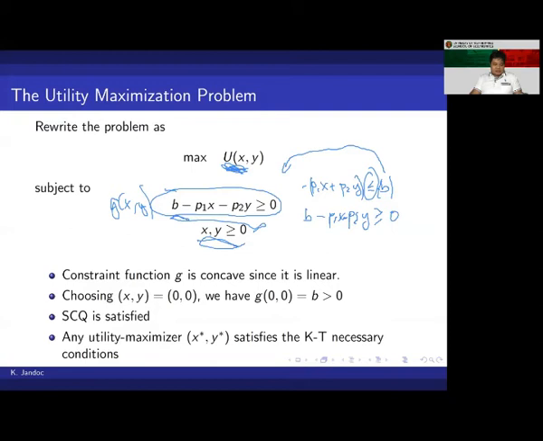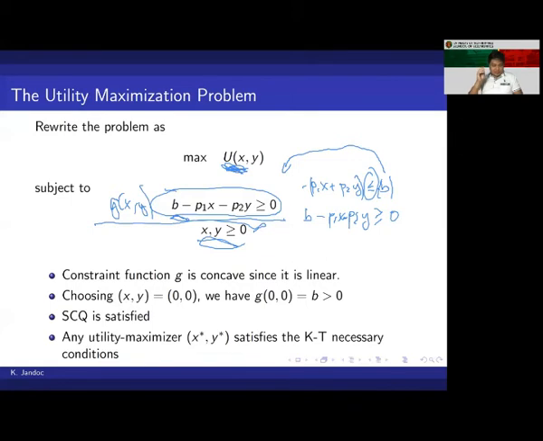Now we need to determine whether the constraint G satisfies the Slater's constraint qualification. Okay, so what did we just say? How do we satisfy that? Well, G is concave because it's linear, and then we need to choose a vector.